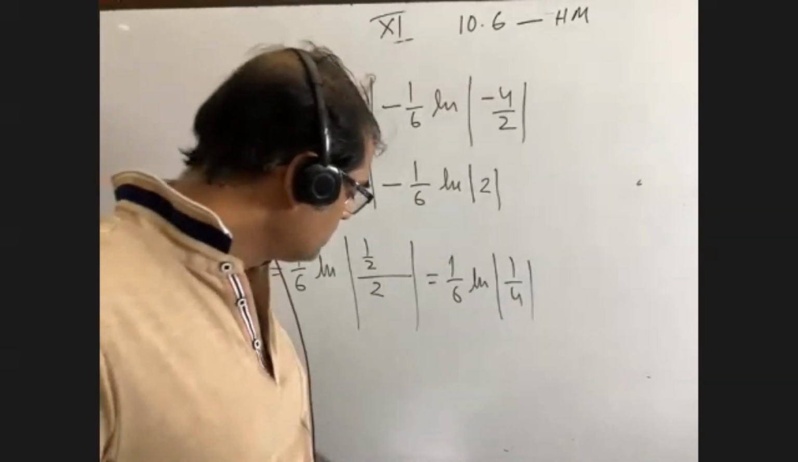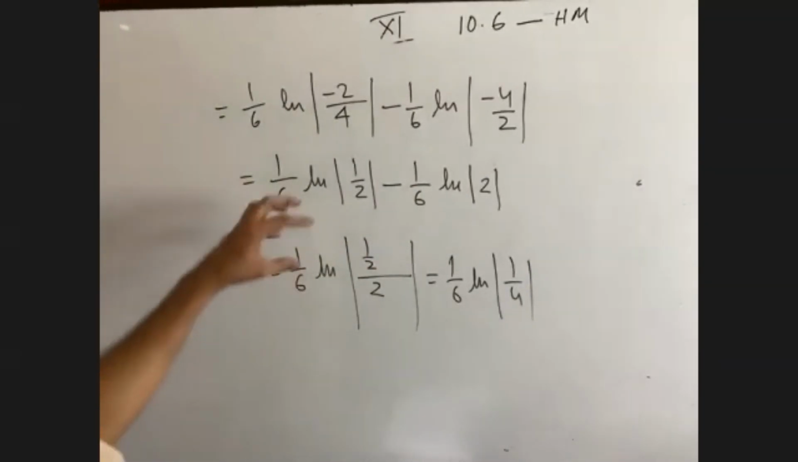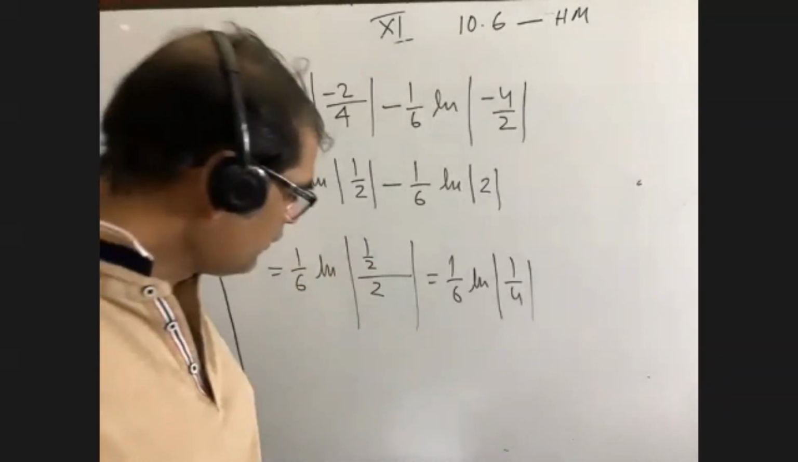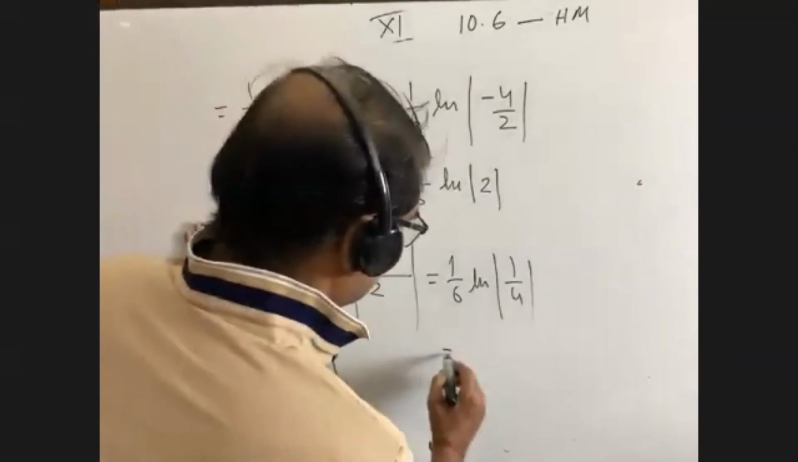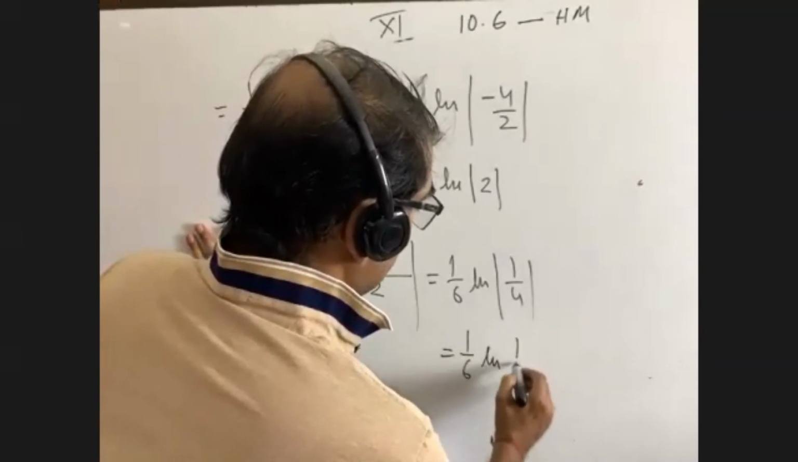Sir, answer the key. It is 2 and minus 1. What was the limit? Can you please let me know what was the limit? Minus 1, 1. Anyway, it is our answer. We can write it here: 1 by 6 ln 1 by 4.